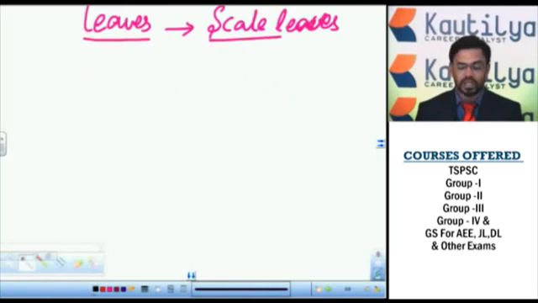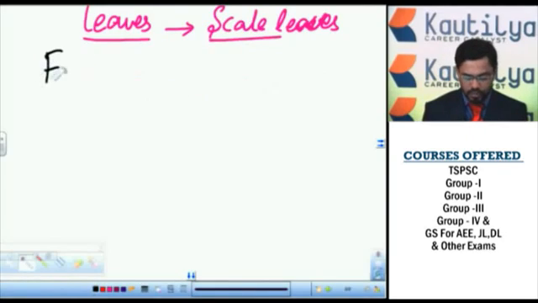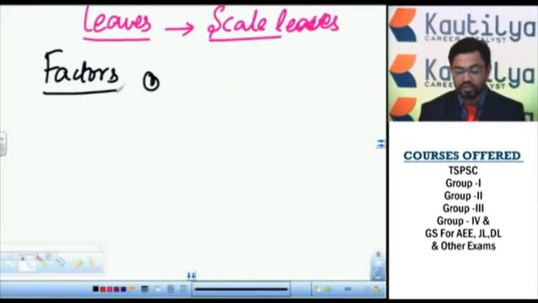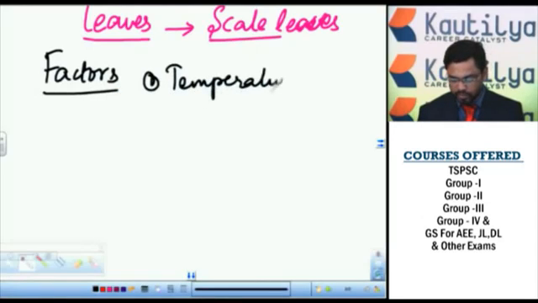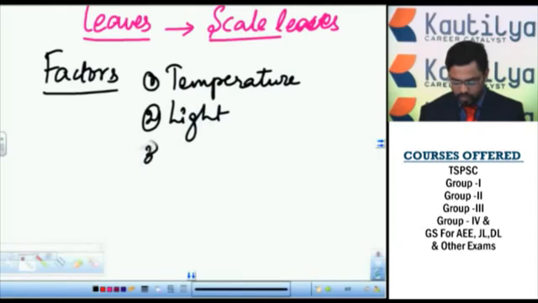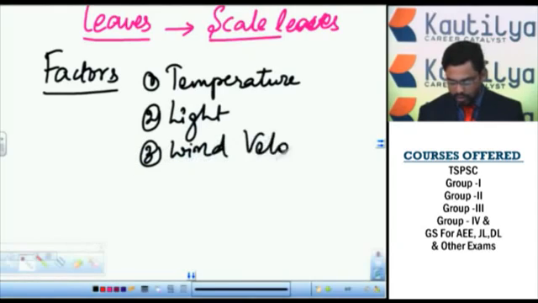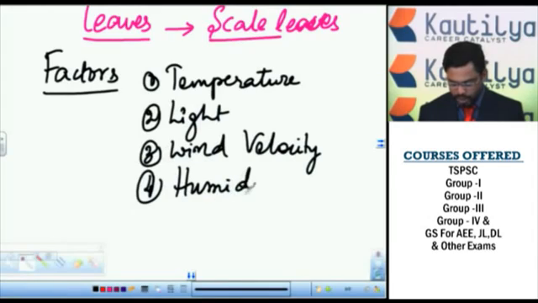So various factors affect the rate of transpiration. The main factors which affect the rate of transpiration are temperature, light, wind velocity, and humidity.